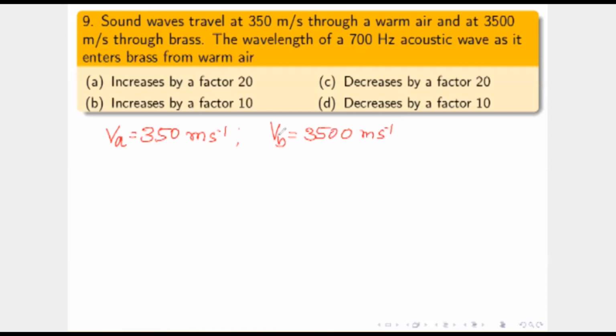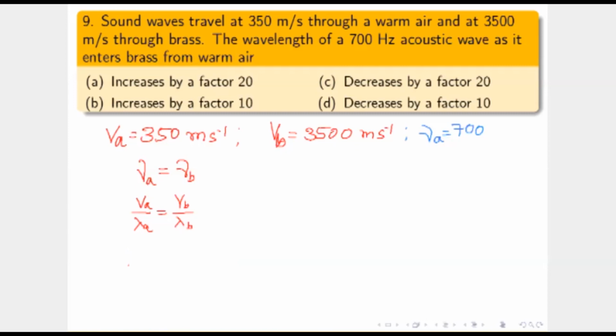Now, what happens here? The medium changes. So even though the medium changes for the sound wave, its frequency will not change. Frequency remains constant. Frequency in air medium is equal to frequency in brass. Therefore, what we can write is frequency is given by velocity by wavelength, in air medium lambda a, that is equal to velocity of sound in brass divided by wavelength in brass. So what they're asking is the wavelength in brass. Frequency in air is given to be 700 Hertz.